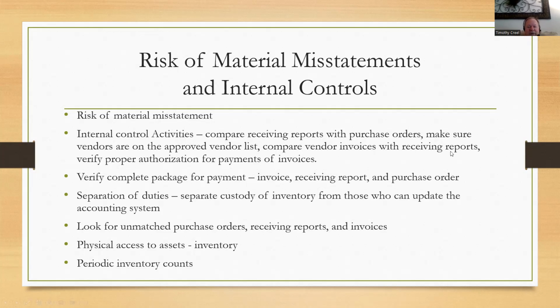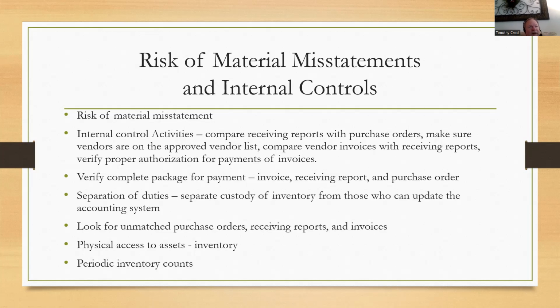Compare vendor invoices with receiving reports. Again, the company does not need to pay for something that they did not receive. So the vendor invoice needs to match the receiving report. If they don't, then the company has received too little, or merchandise has been damaged, or something's happened, and the company needs to contact that vendor to update or get a new proper invoice. Verify proper authorization for payment of invoices. This is important.